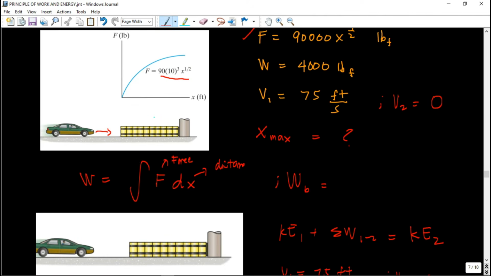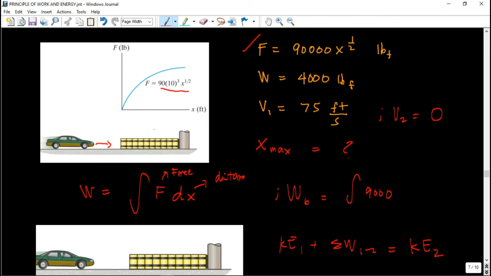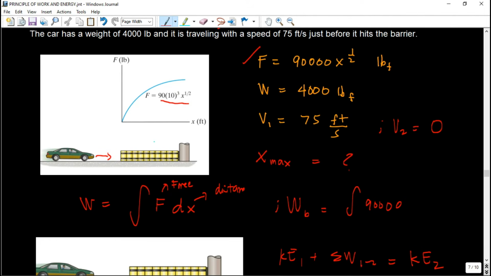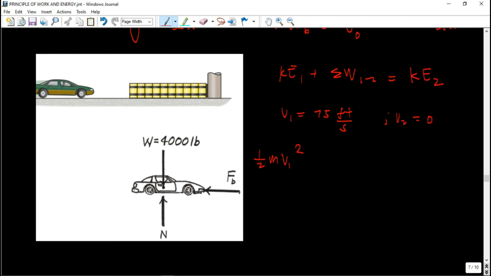Okay, that is the integral of force, which is 90,000 x raised to 1/2, and you have here the distance dx. And you have here the limit from 0 to, of course, x max. Ayun. So let's just insert this work of the barrier here. It is the only force that is acting on the x, so yun lang yung may work done on the system. So we have here plus the work done by the barrier.